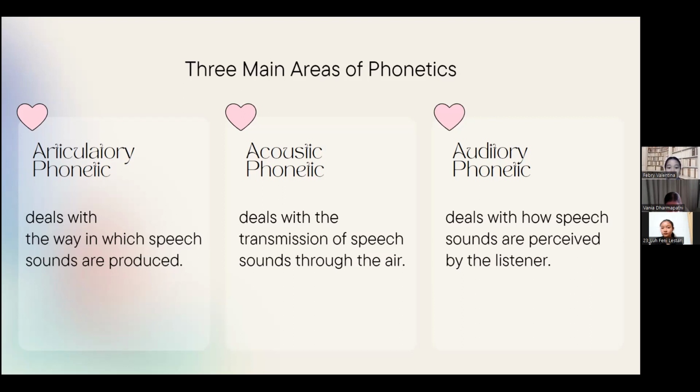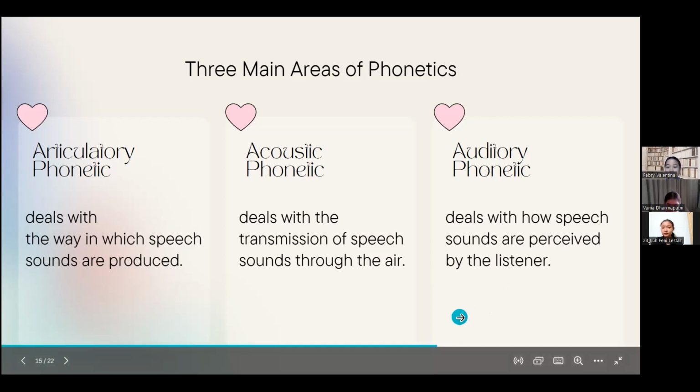The third will be auditory phonetics, that deals with how speech sounds are perceived by the listener. For example, a listener may perceive differences in aspiration, for example between the aspirated P of pit and the unaspirated P of spit. The other differences in sound quality, for example between the clear L of light and the dark L of hall.